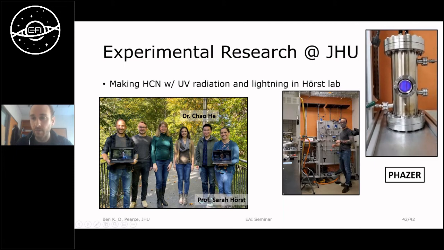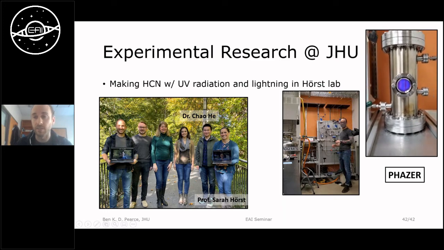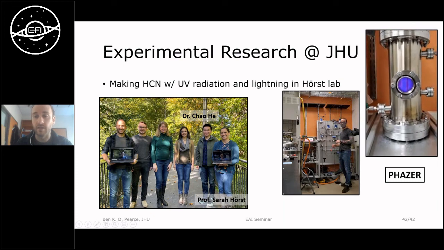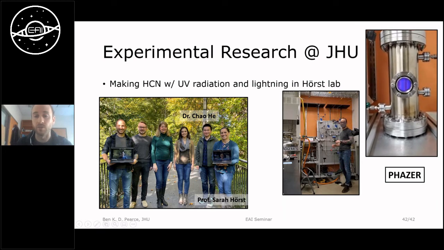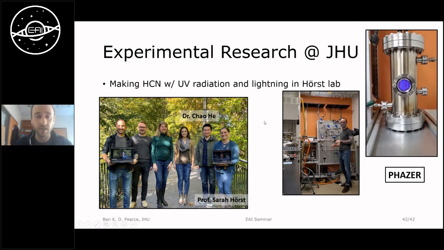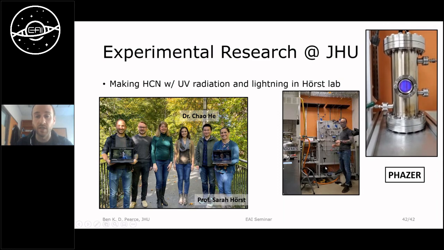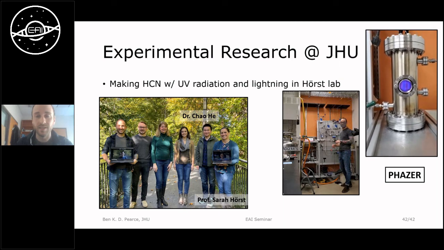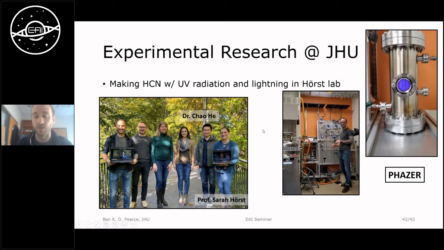This is the main chamber. Essentially, we can put any atmospheric gases we want in this chamber and expose it to lightning and photochemistry, and this gas flows into a mass spec right here, and we can read out how much hydrogen cyanide we're producing. So these are the experiments I'm working on now with Professor Sarah Hörst, who's the PI of the lab, and Dr. Chao He, who put together this instrument about five years ago now. So I'll be excited to share these experiments with you sometime later in 2022.